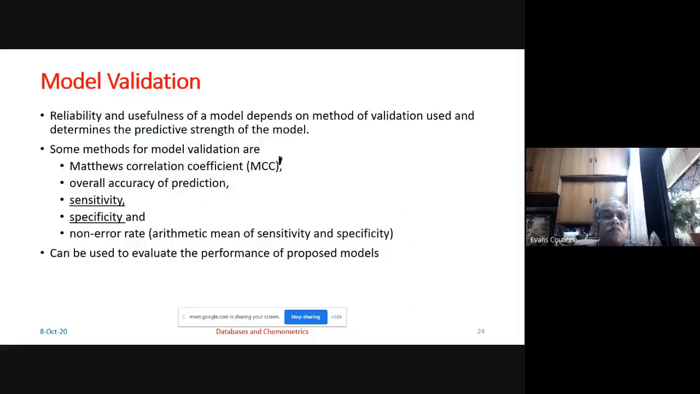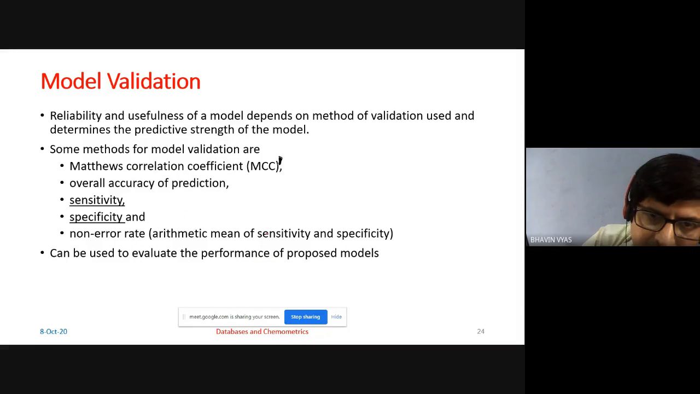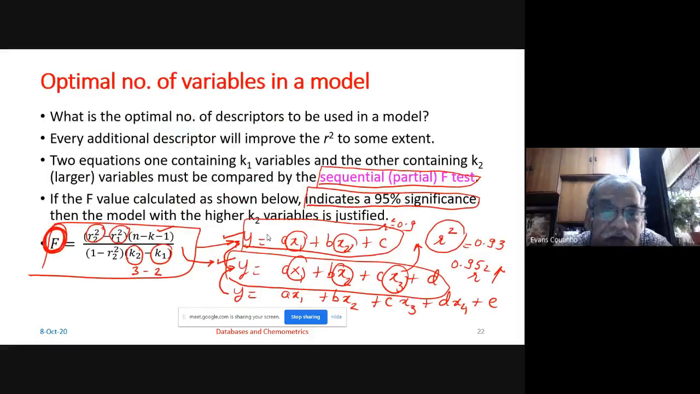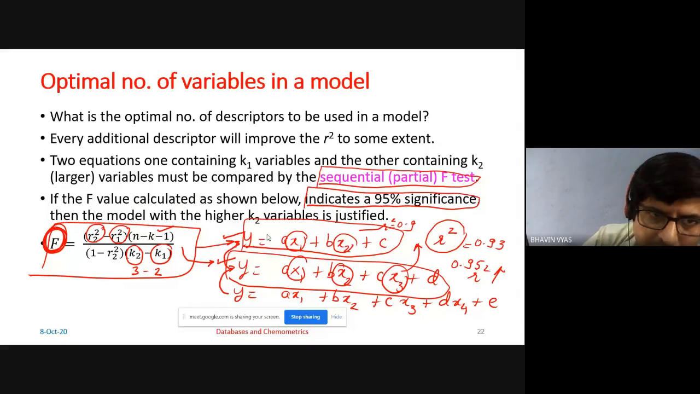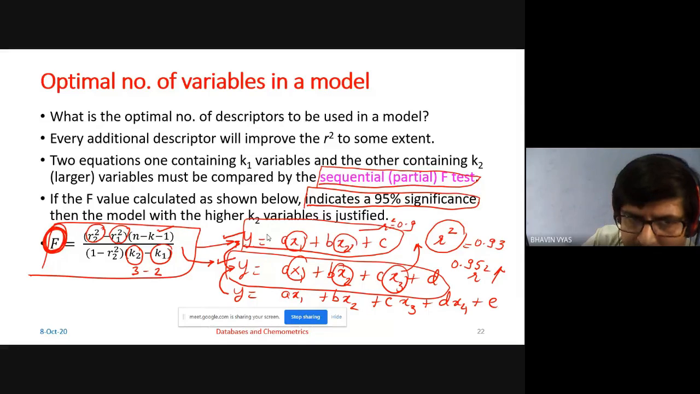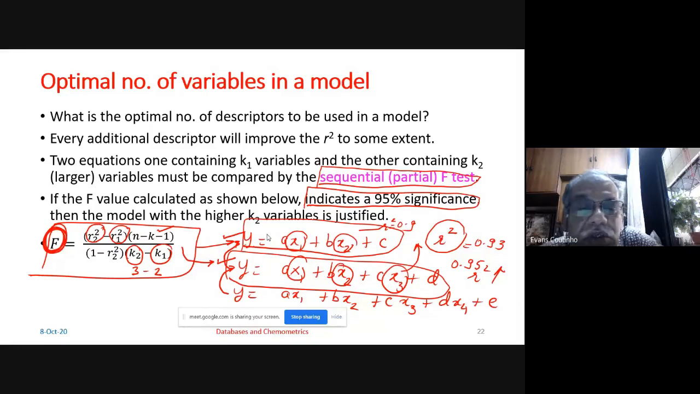Sir, in the previous slide, the upper part n minus k, in that k, what do we have to take? K is for the first model, the number of variables for the first model. If the first model has 2 variables, then n minus k is for 2 variables. For the numerator, it is for the smaller number of variables in my model.